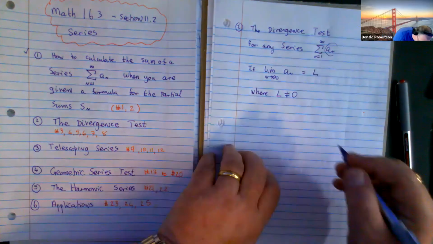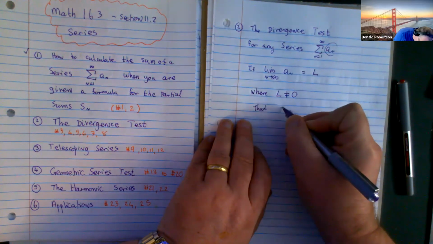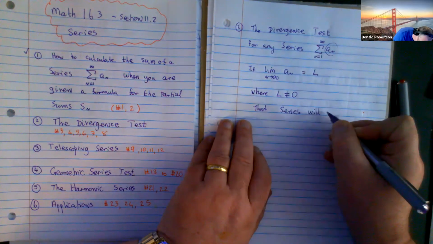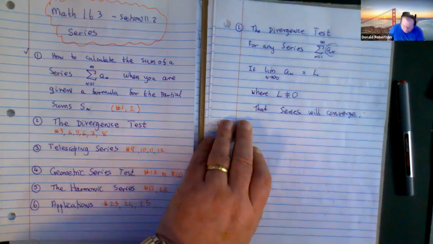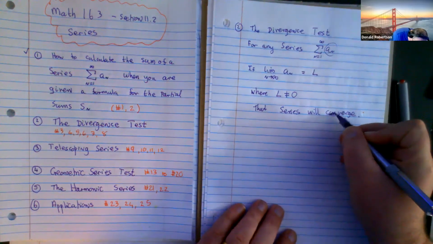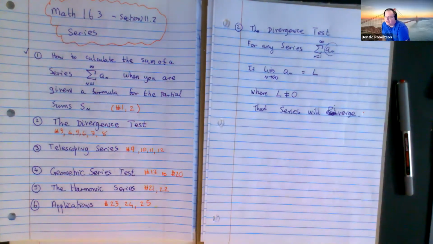You can make the conclusion that the series will diverge. You won't be able to tell me what it converges to, it's not that clever, but that the series will diverge. That's called the divergence test. The series diverges, right?